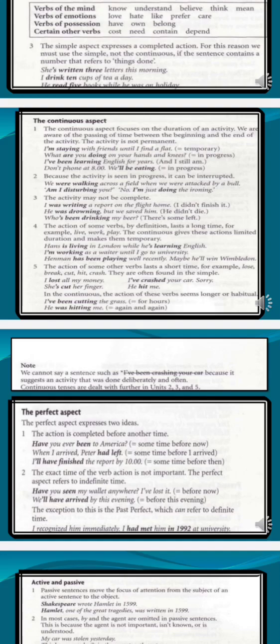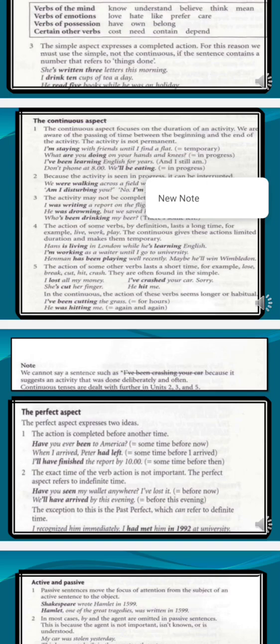In progress. "I've been learning English for years, and I still am." "Don't phone at 8. We will be eating." In progress. Number 2. Because the activity is seen in progress, it can be interrupted. For example, "We were walking across a field when we were attacked by a bull." "Am I disturbing you?" "No, I am just doing the ironing."